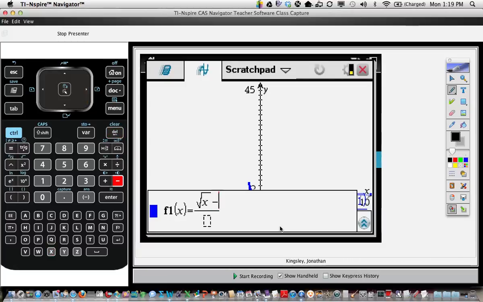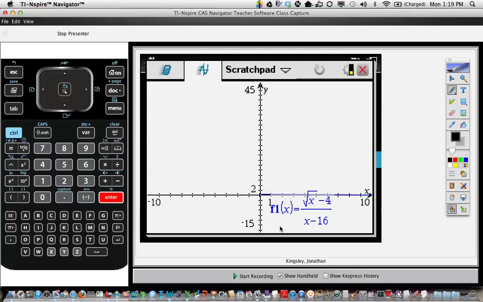Make sure you arrow outside of the square root. On the bottom was what? X minus 16. Okay, and go ahead and hit enter to graph that. Okay, now it's way, way down there. Let's adjust our window here.